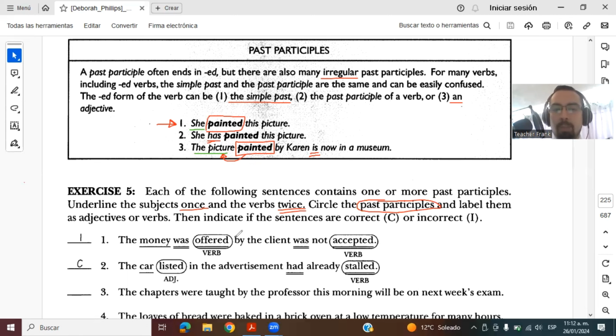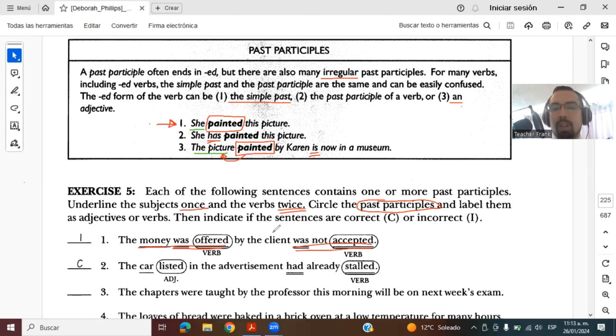"The money was offered by the client was not accepted." Whoa, that just sounds wrong, right? So we have here a verb structure, was offered, and here another one, was not accepted. Actually, we're going to look at this in skills 6, 7 and 8. We need connectors when we have two verbs. We can't just have two verbs like that because they would need two subjects. In this case, the money is only one subject, unless there's a connector like and, or, but, yet, so, right?